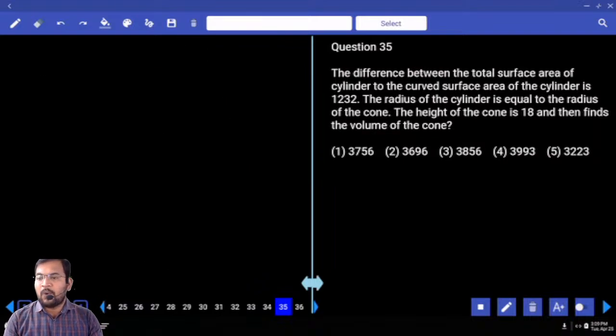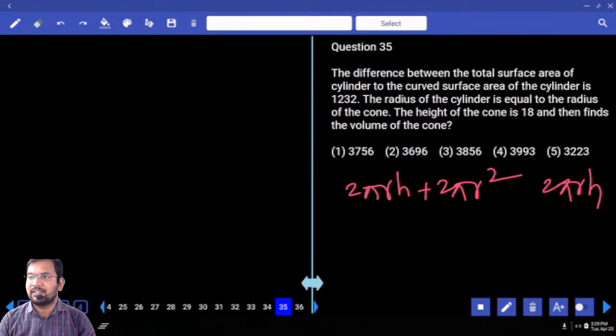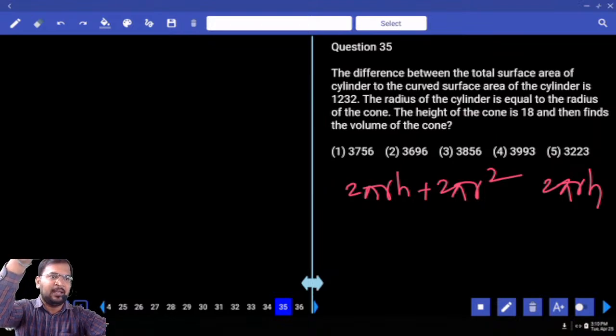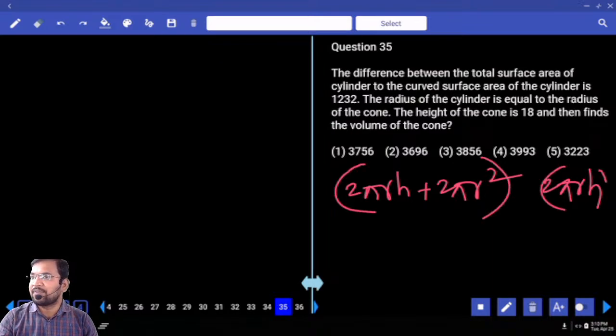See here. What is the total surface area of the cylinder? 2 pi r h plus 2 pi r square. All of you clear? This is the total surface area of the cylinder. Total surface area is nothing but curved surface area plus top view plus bottom view. Curved surface area of the cylinder is 2 pi r h. Top view looks like a circle, pi r square. Bottom view also pi r square. Pi r square plus pi r square is 2 pi r square. So 2 pi r h plus 2 pi r square. Yes or not? This is total surface area.